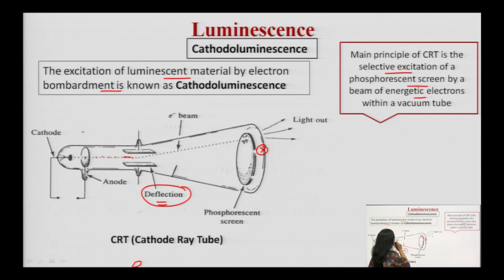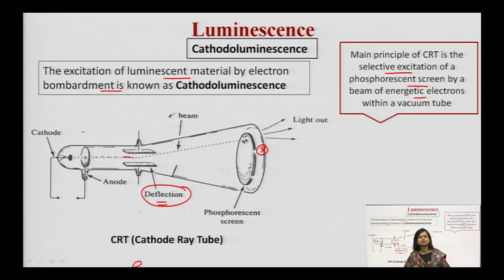On the similar principle, the electron beam hits the screen at a certain point, giving off certain energy. What happens here? The excitation is because of the electron bombardment. So this type of luminescence is known as cathodoluminescence. You must note down all of these points as well. So I hope now photoluminescence is clear, and cathodoluminescence is also clear. The principle you must remember is selective excitation.